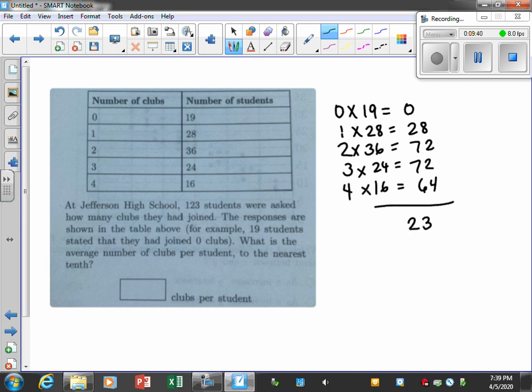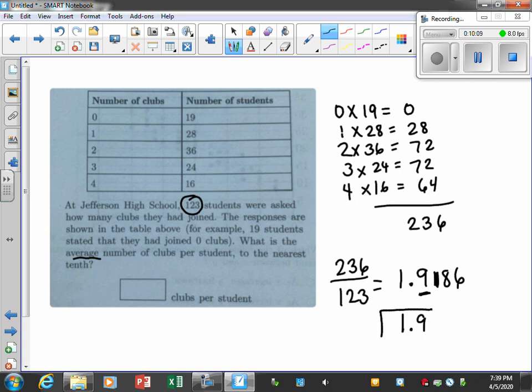So 236 total. The average is the total divided by the number of students. So you take that, divide by the number of students, which they told us was 123. And that's approximately 1.9186, and we want to round to the nearest tenth. So if you're going to round it to here, it's just going to be 1.9 because this one doesn't make it round up. So it's just approximately 1.9.